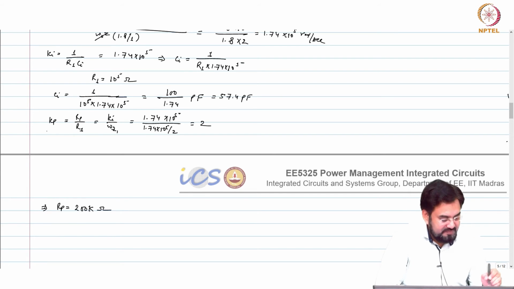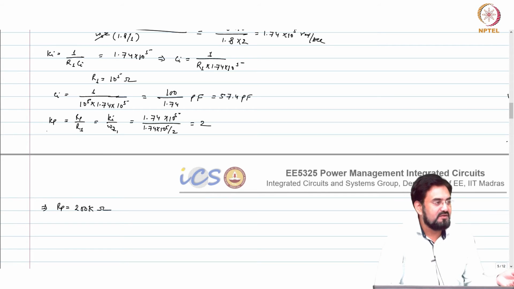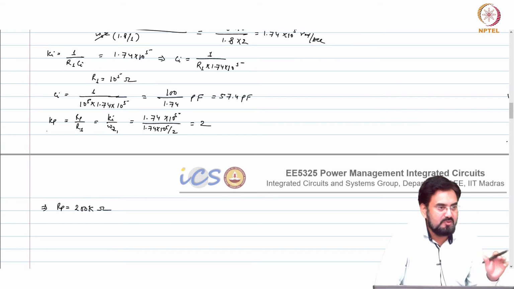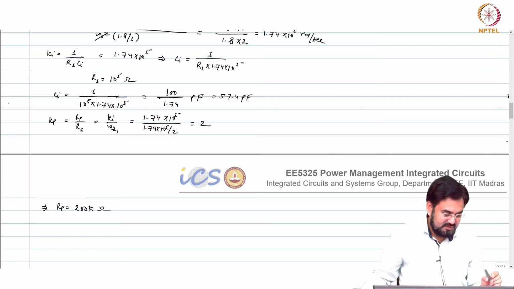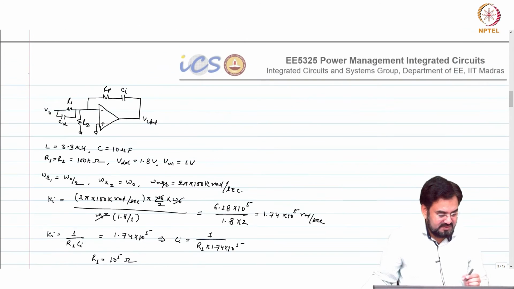So the reason I wrote Kp, I mean you could have calculated simply by making omega Z1 equal to 1 over Rp Ci, but I wanted to see how much Kp we have. That's why I just wrote that. Otherwise it doesn't make any difference how you calculate.